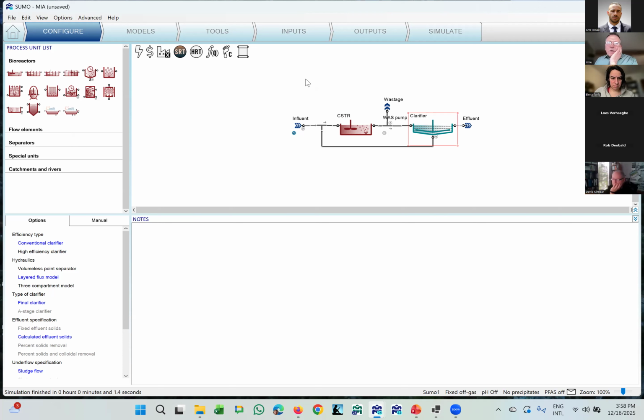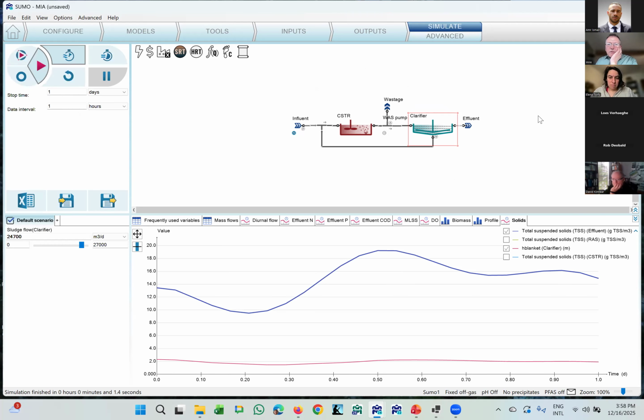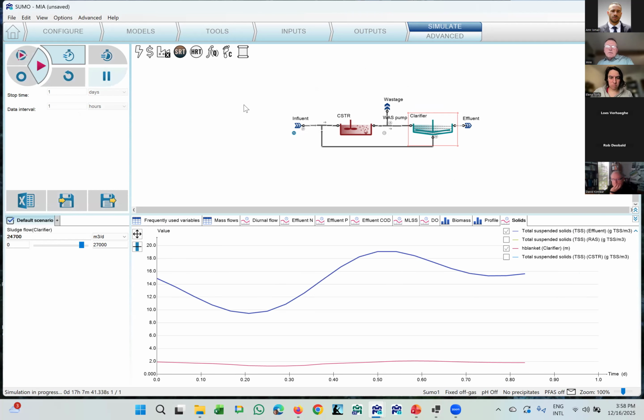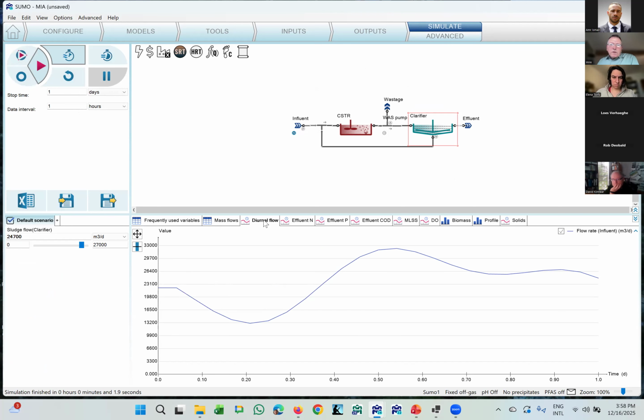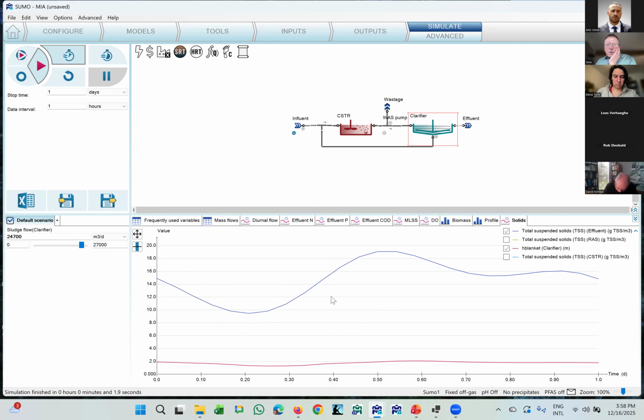But this 9 layers, what can it do? We go to the simulate tab, and if I just run a 1-day simulation, then the flow pattern is that simulated diurnal flow pattern. So it goes up around 2 p.m. or something and goes down at midnight or 4 a.m. And that is reflected in the solids curve. Obviously, this is between 10 and maybe 19 milligrams or so. So it responds to the hydraulic loading.